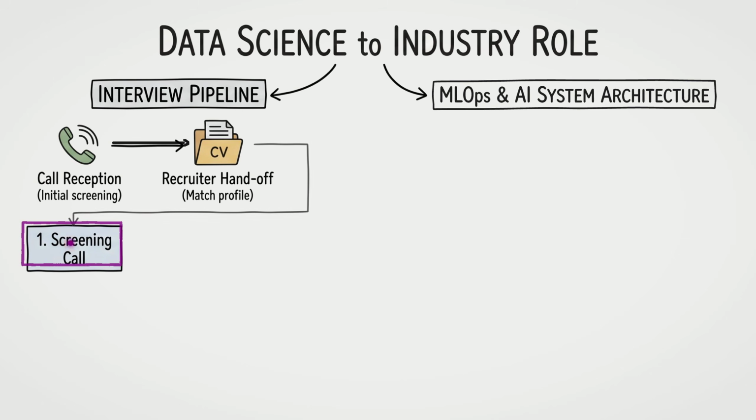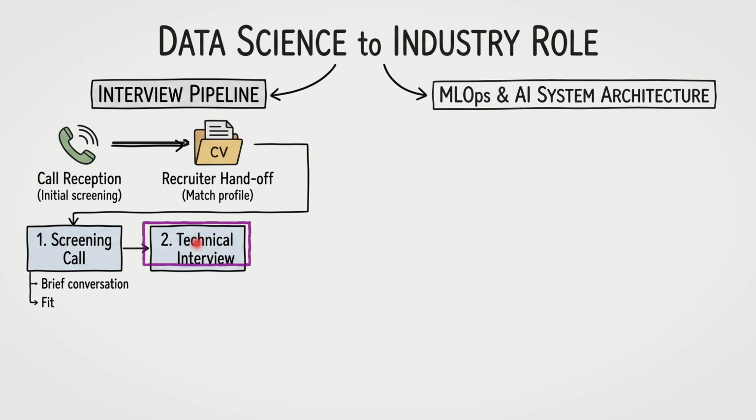Stage 1 is the screening call. This is a brief conversation to check your communication skills and basic background. Next up is the technical interview. Here, you will face scenario-based questions and a coding round. Most companies require this as a mandatory filter, but don't panic. It usually focuses on basic logic and problem solving rather than high-level competitive programming.